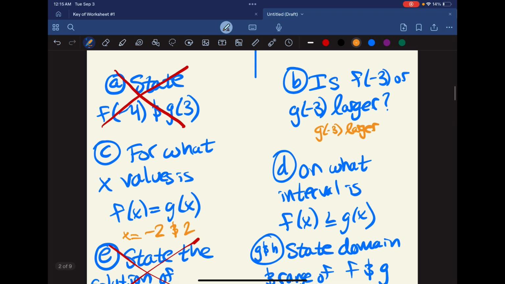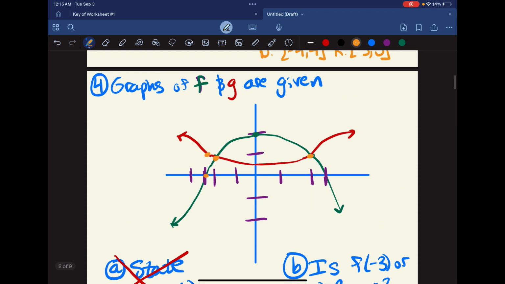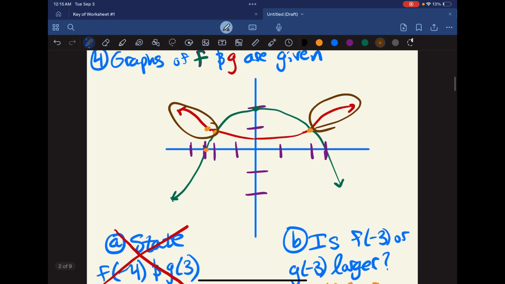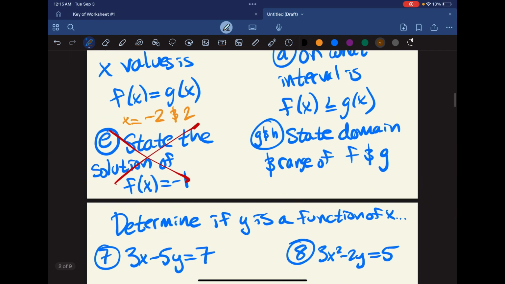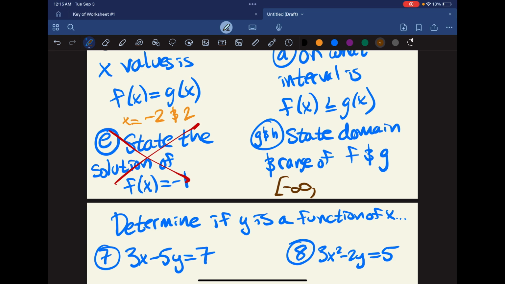Now, on what interval is g of x greater than f of x? So g of x is greater than f of x on, where's brown? Here we go. This interval and this interval, right? And since it has the endpoints, this means it's going to be from -infinity to -2, and then again from 2 to infinity.